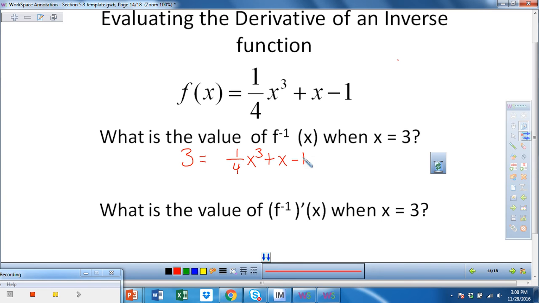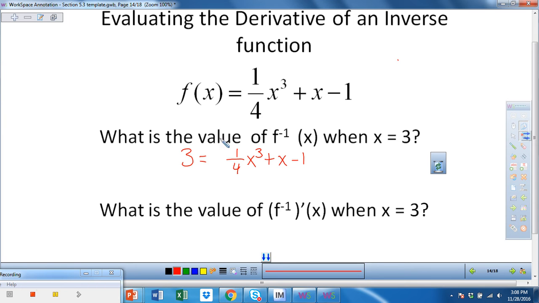Now, I cannot solve this algebraically. I'm going to have to use a calculator to solve this. I guess I could, but it's going to be easier just for me to use the calculator to solve it. So give me a second.